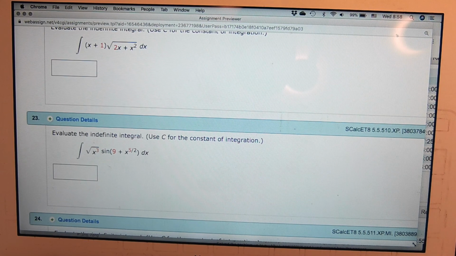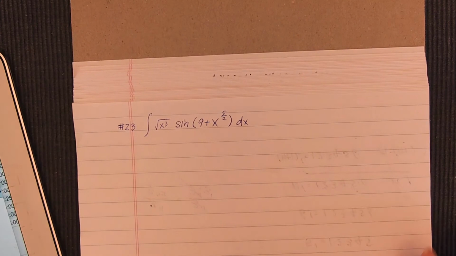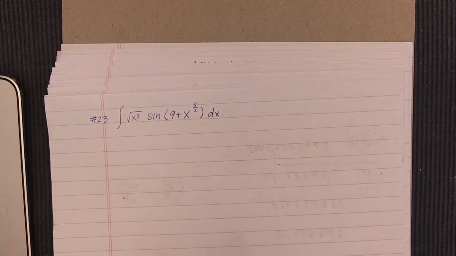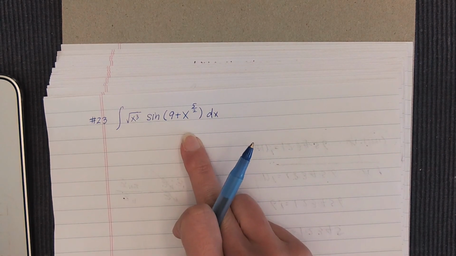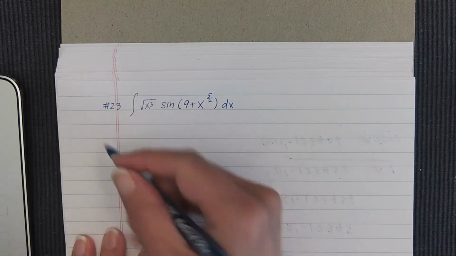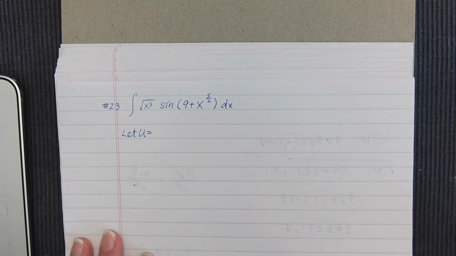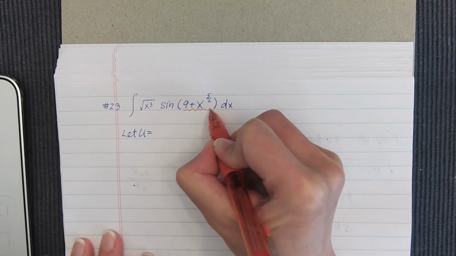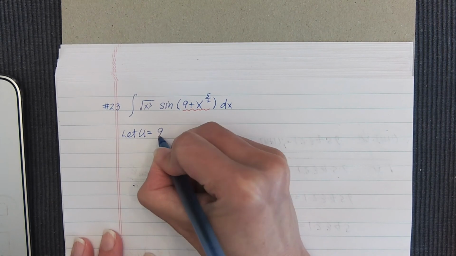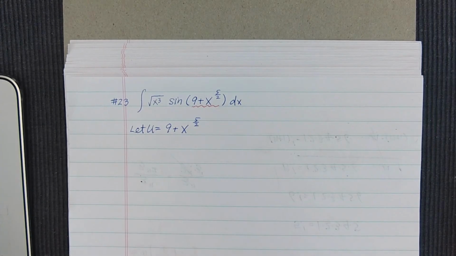Did you copy? You good? Alright, here are the questions. Where is my u sub? This looks more messy. If you see something messy, you don't have a choice. Let's get the u sub. Where's my u? u equals 9 plus x to the power 5 over 2. This whole thing, let's call it u. 9 plus x to the 5 over 2. Okay, then what?